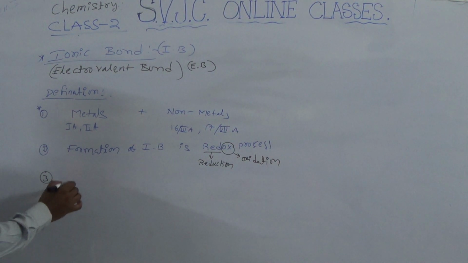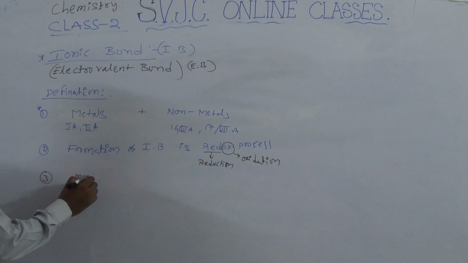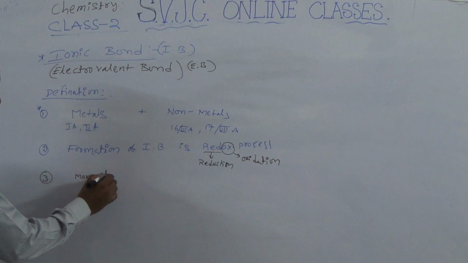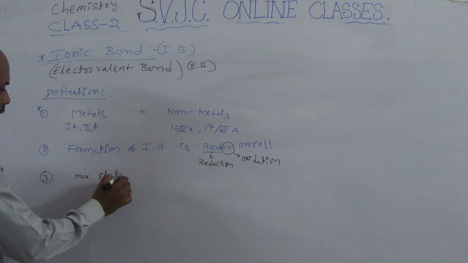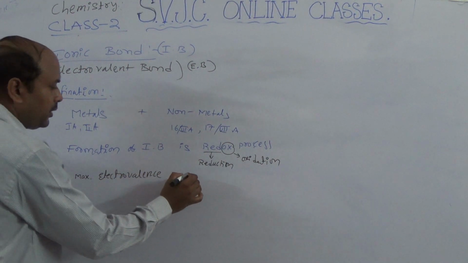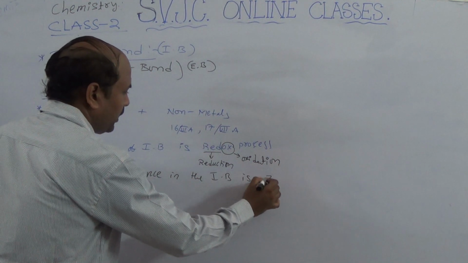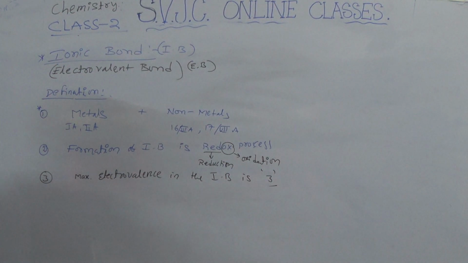Next, the maximum electrovalence in the ionic bond is 3. Electrovalence, as I said yesterday, means the number of electrons transferred per atom. So in ionic bond formation, a maximum of 3 electrons are transferred.